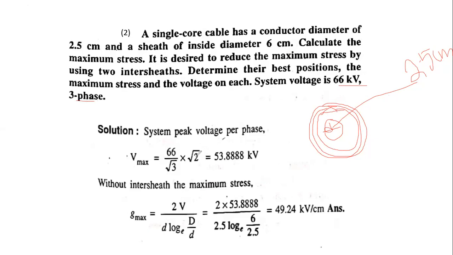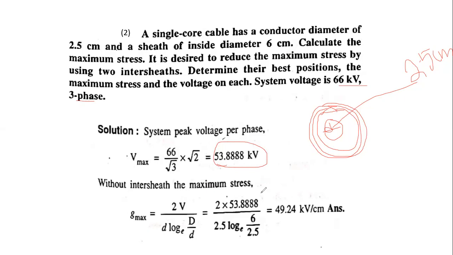Next, we calculate the peak voltage per phase, which is V max. V max is equal to 66 by root 3 into root 2. Then we obtain the peak voltage per phase as 53.88 kilovolts.